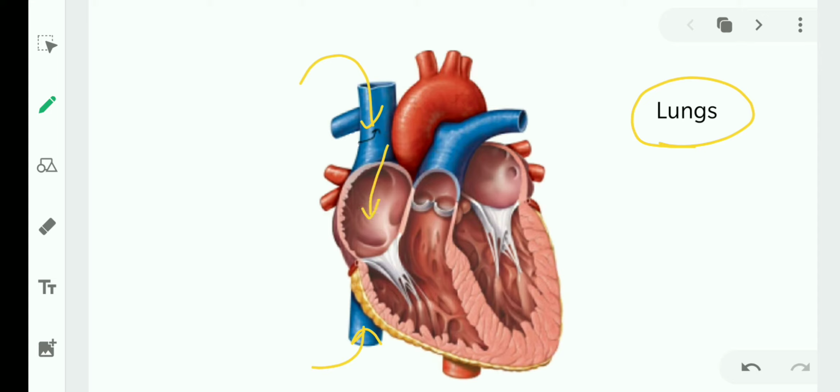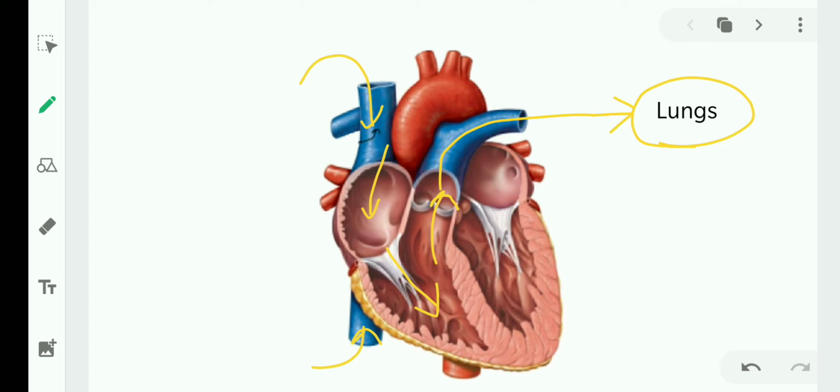Then the blood gets collected here to a certain limit. Then when the atrium contracts, the valve opens and the blood enters the right ventricle. Similarly, blood fills up the ventricle up to a certain point. The ventricle contracts, these semilunar valves open, and via this pulmonary artery blood goes to the lungs.